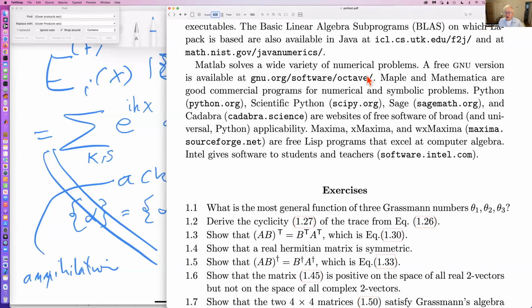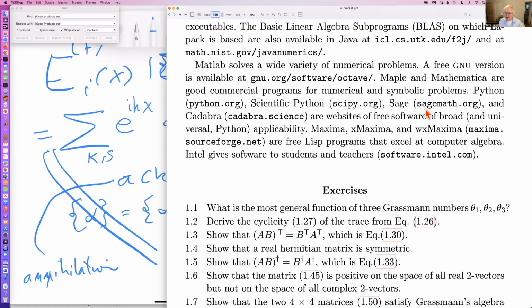MATLAB does a lot of numerical problems. A free GNU version is available there. Well, I should say it's not really a GNU version of MATLAB. It's the best GNU can do to imitate MATLAB. Maple and Mathematica are good commercial programs. Mathematica is more mature because it was better. It made more money and could hire more people.